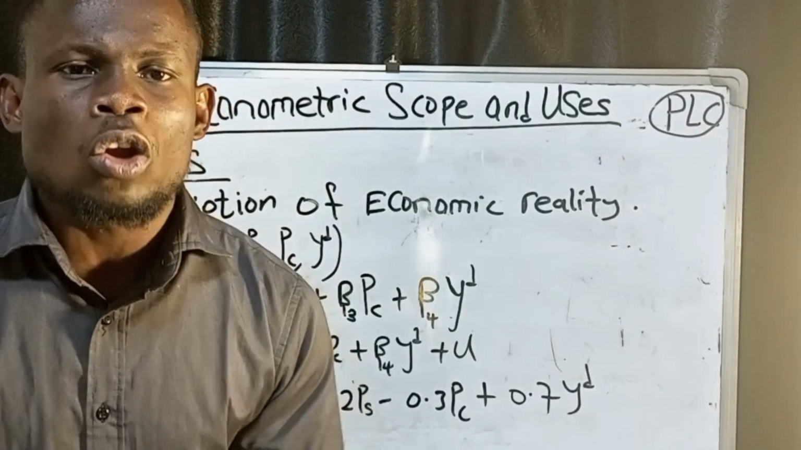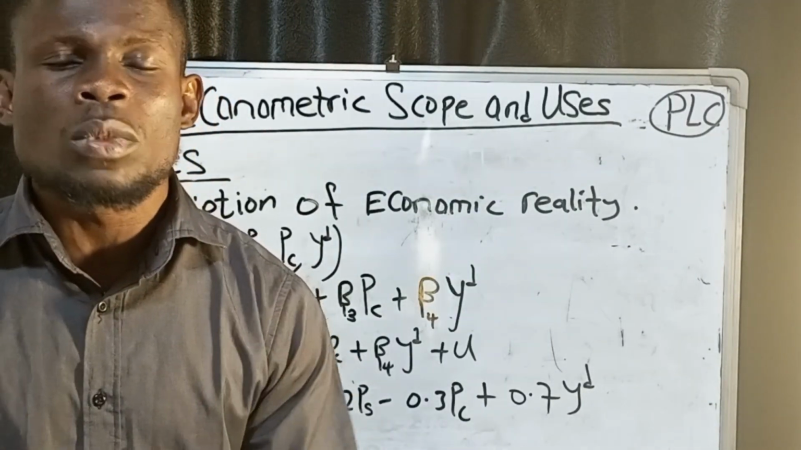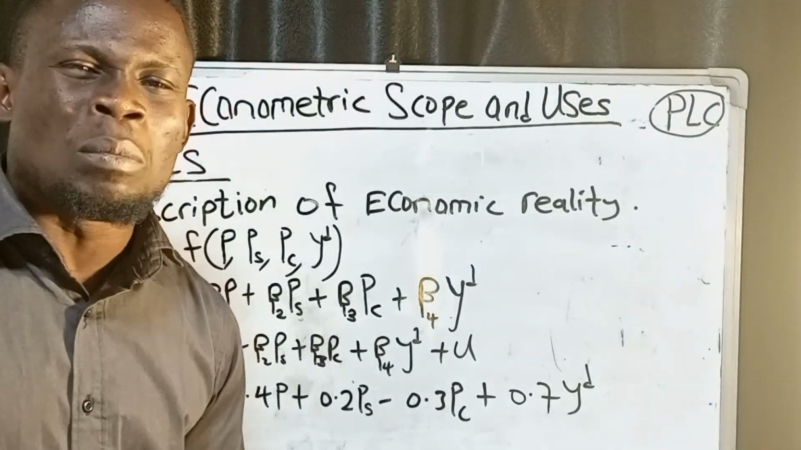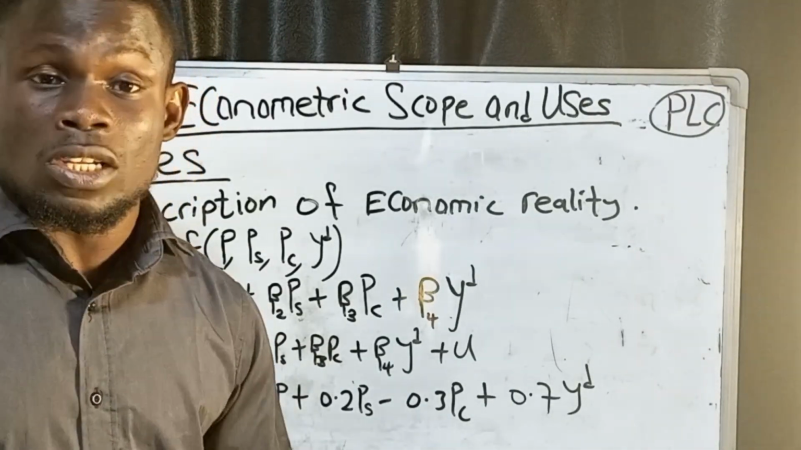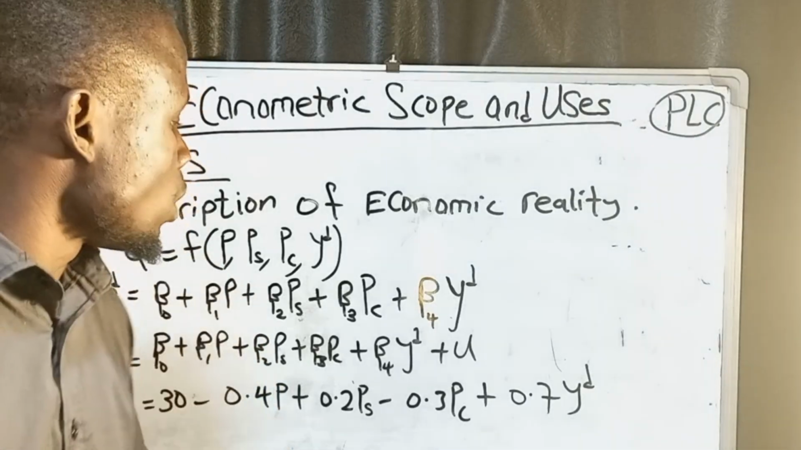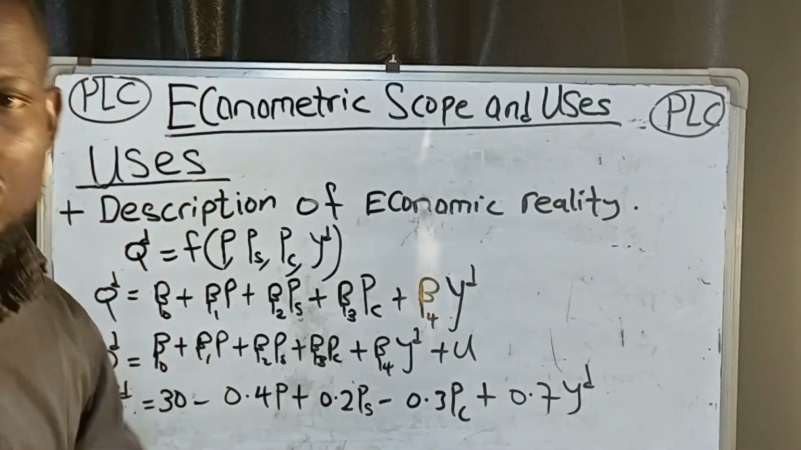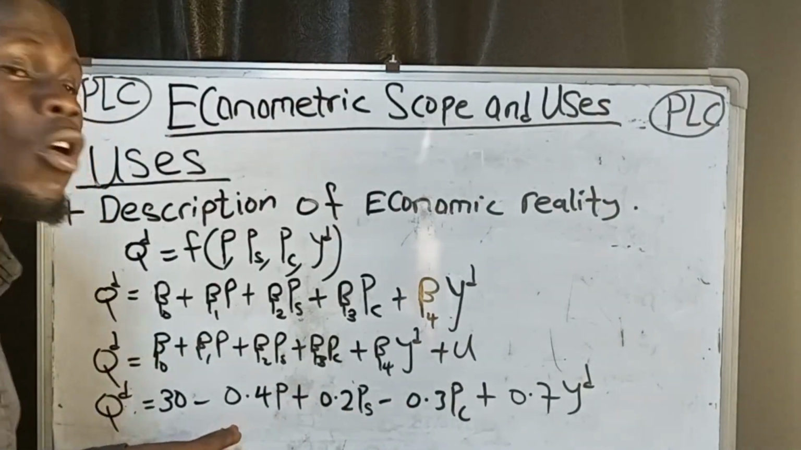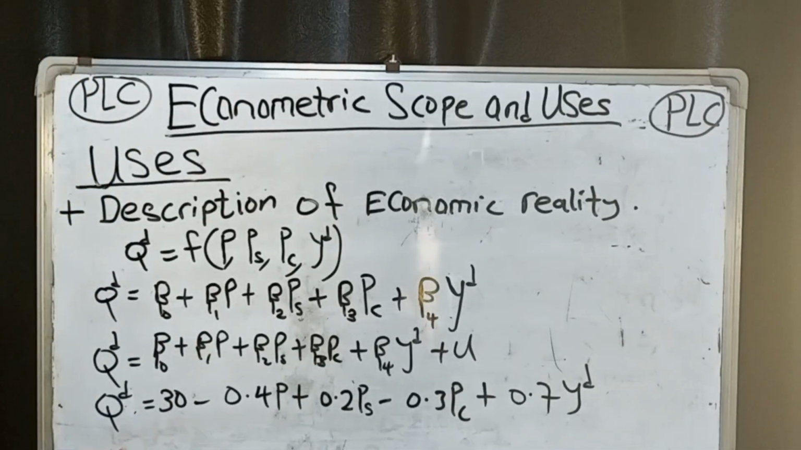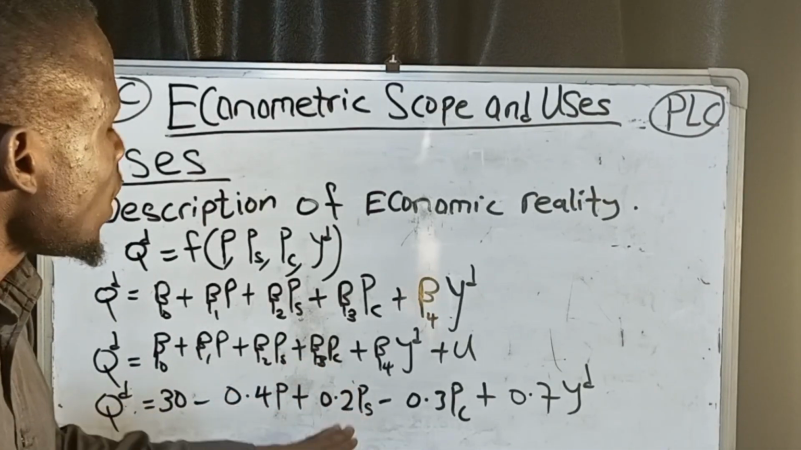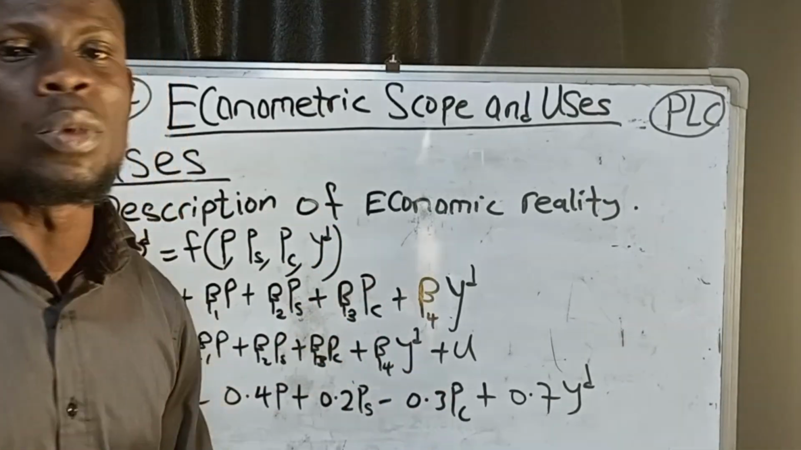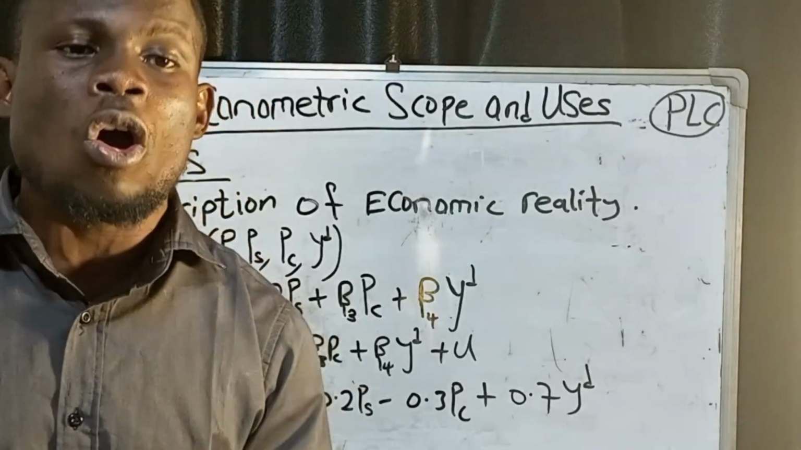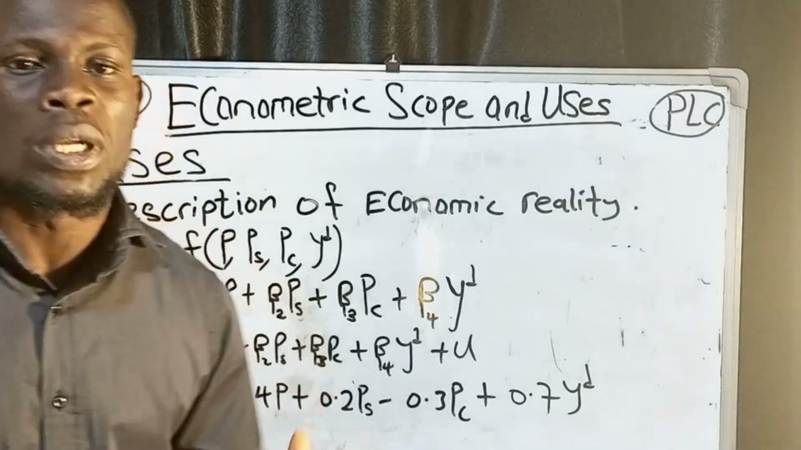describe economic reality, economic relationships, in a more quantitative manner, where we are able to examine the magnitude through our techniques of econometrics. We are able to know the marginal propensity to consume here, and the degree of responsiveness of quantity demanded to change in the price of the substitute, and the change in the price of the complement. It enables us to examine the marginal effect of all the independent variables on the dependent variable.